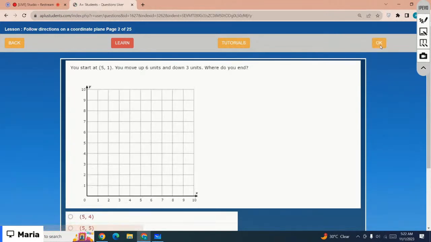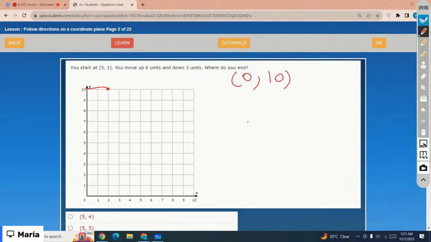Okay, the next one is you start at 5, 1. You move up 6 units and down 3 units. Okay, you start at 5, 1. X is 5, Y is 1. Here is 5, here is 1. Right? When you match it to the X, it is 5, and when you match to the Y, it is 1. Okay, you move up 6 points.